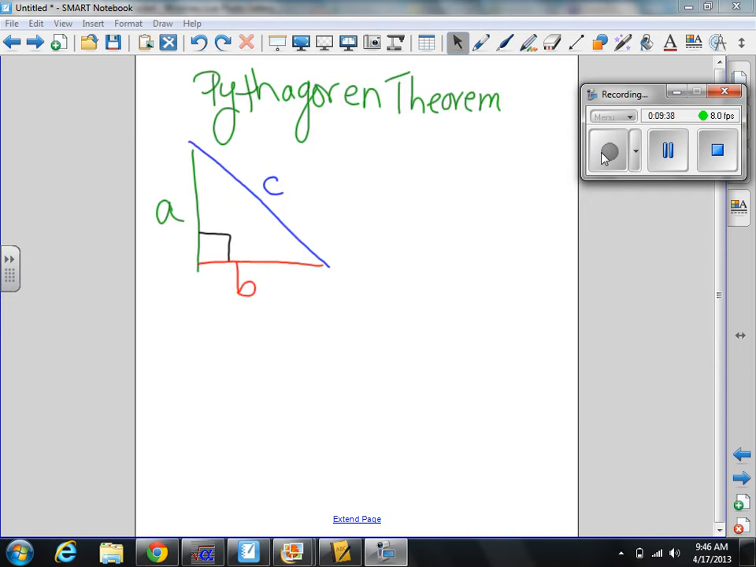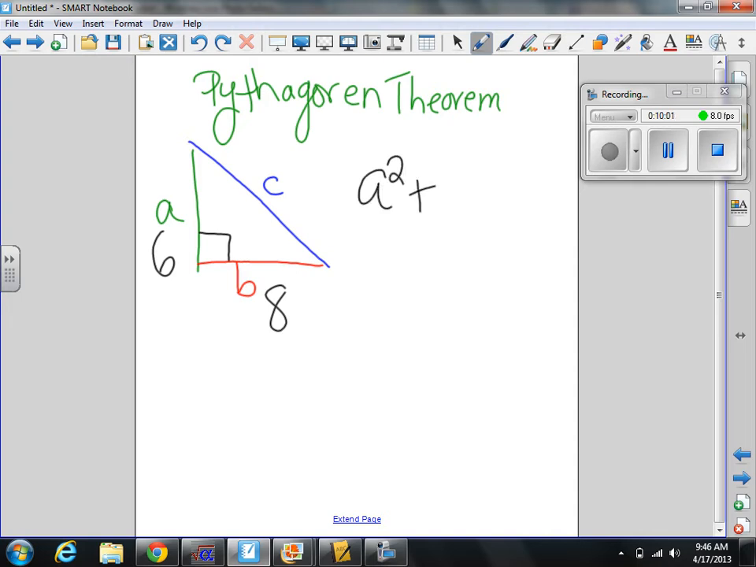So let's say I have this right triangle. The legs are called A and B. They're in green and red. And we're going to try to find the hypotenuse there in blue, letter C. So let's assume that A is 6 and B is 8. The Pythagorean theorem states a squared plus b squared equals c squared. This is our formula. This is what you start with.